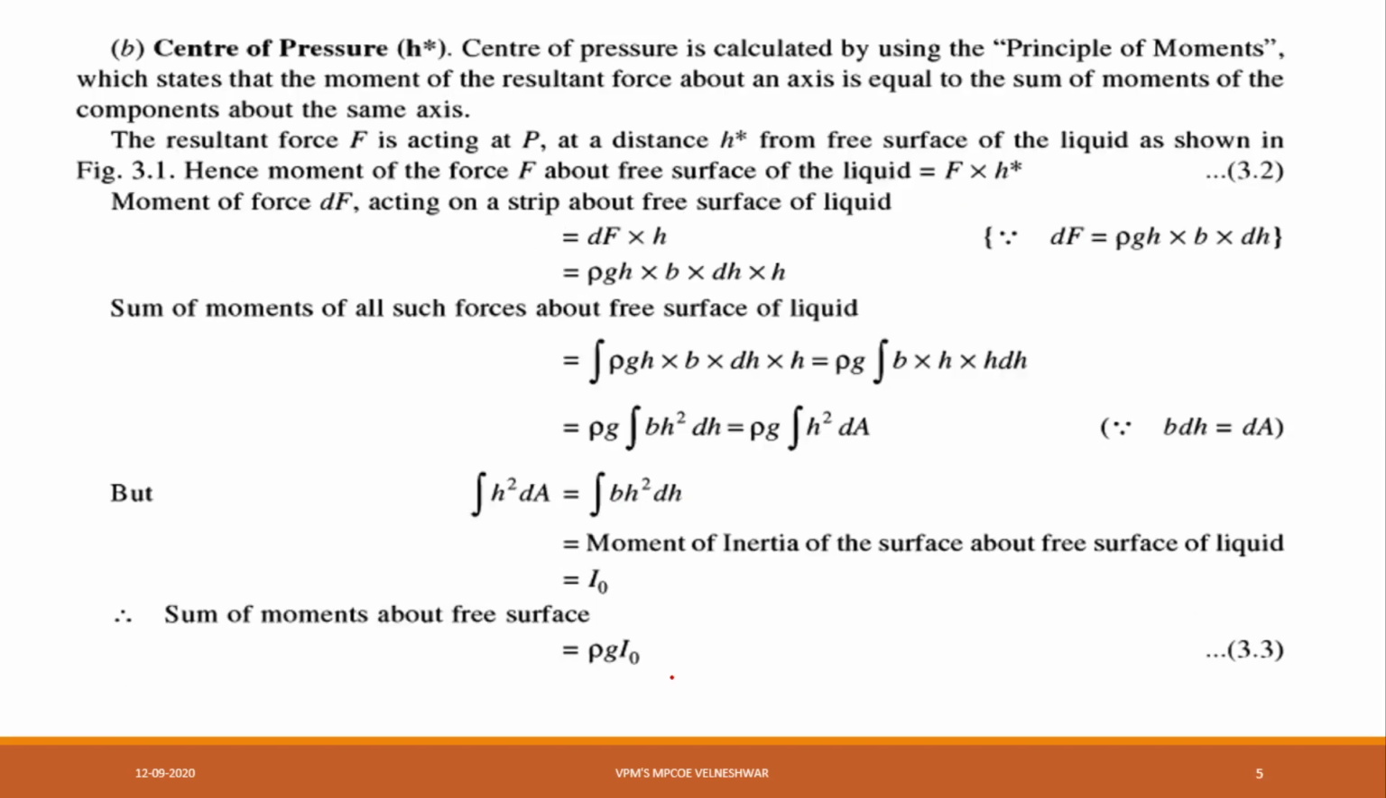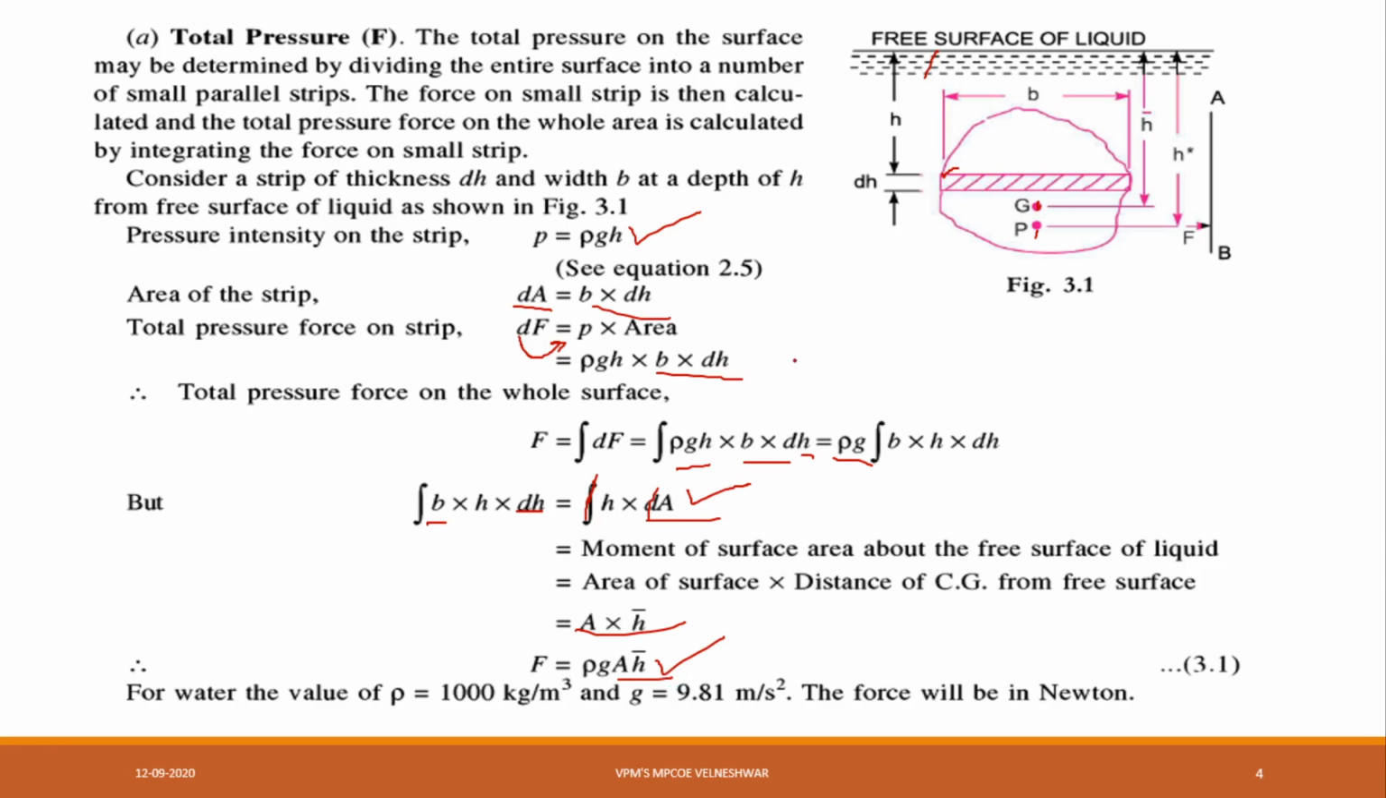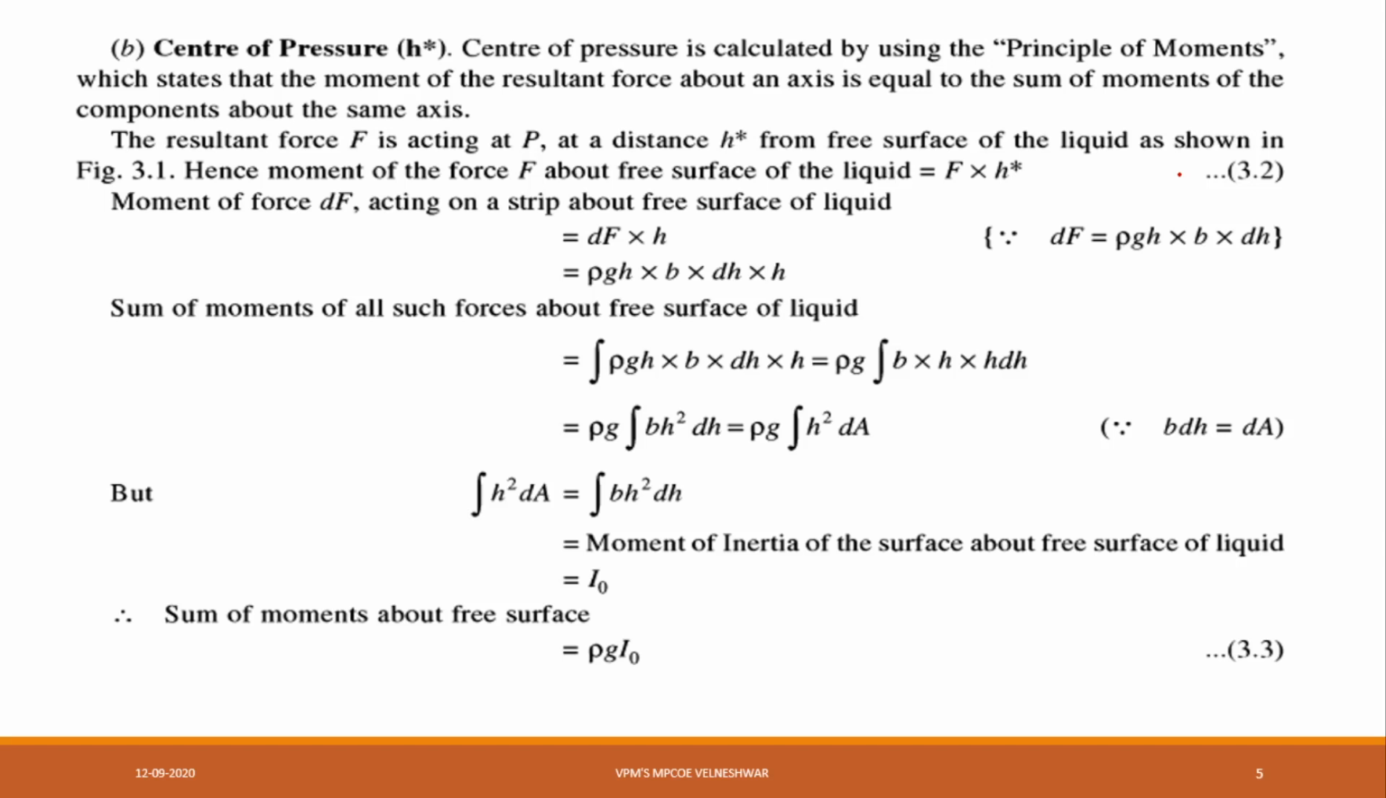Next, center of pressure h star, again everything is the same. Here, instead of h bar, we are now finding h star. To find this h star we have to know about moment of inertia, which means we have to take the help of the principle of moments. This moment of inertia and everything, you will get in your strength of materials textbook.